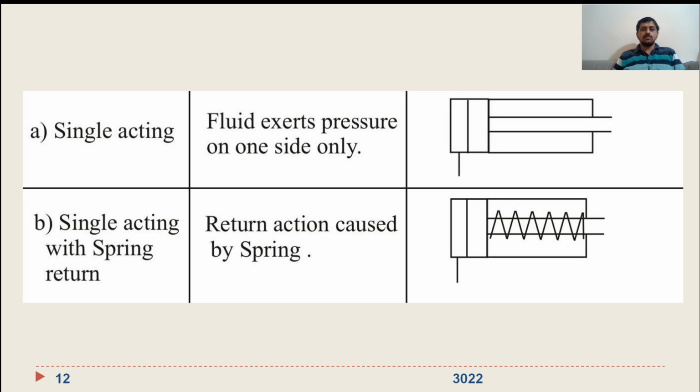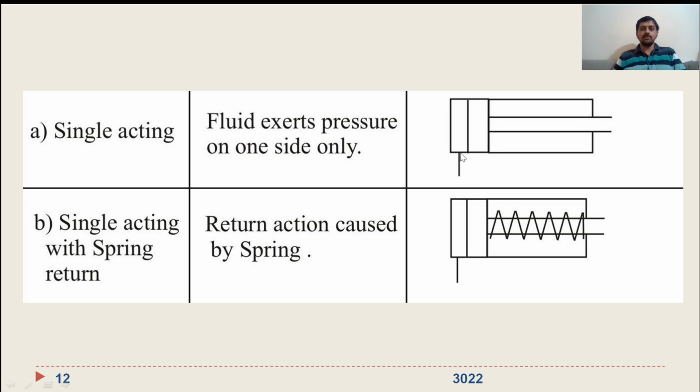So there can be two different types of cylinders, single acting or double acting, depending on which side of the piston the fluid is acting. A single acting hydraulic cylinder means the fluid will be acting on one side of the piston only. The other side will not have any effect of fluid. When the pressure by the fluid is acting on this side, the piston will be moving towards the right side, and when it is pressurizing the fluid, the fluid will be released to that inlet line.